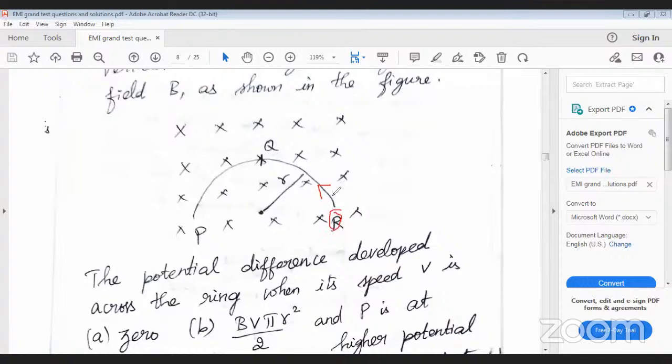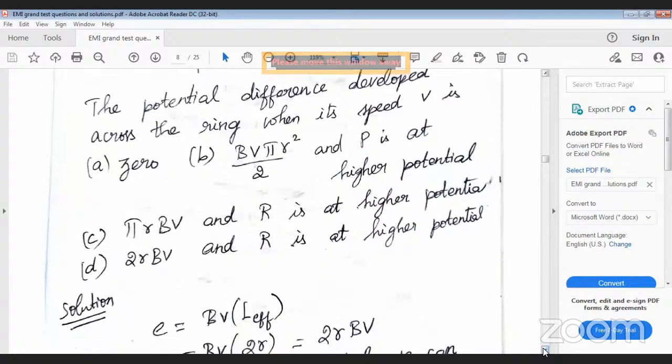You know very well, in a battery, current flows from higher potential to lower potential. So here current is flowing in the anti-clockwise direction, meaning it is moving away from R and coming towards P. That means R is at higher potential. Based on these things, you can conclude that option D is the right answer.